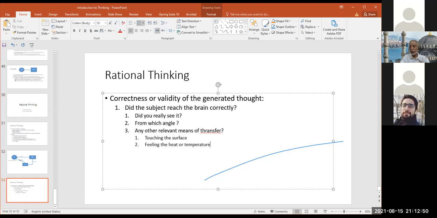So the object in front of me, how do I transfer it to my brain? Does it have, let's say, hot or cold? Which angle did I look at it from? Did I inspect all sides of the object? Just give me one second.